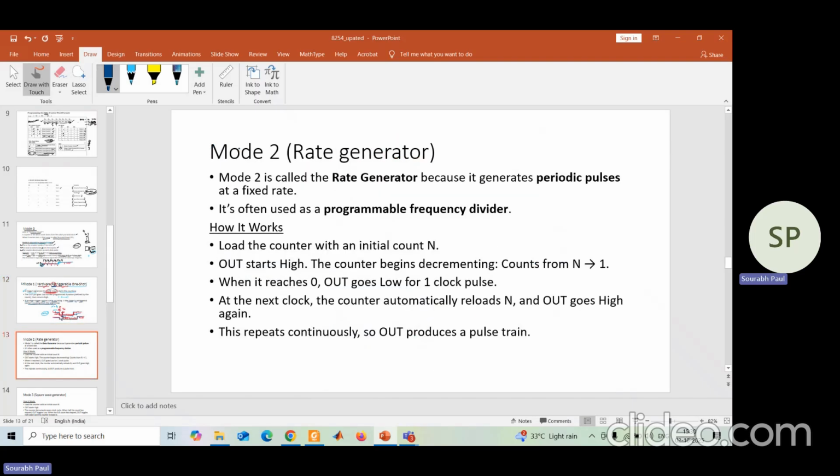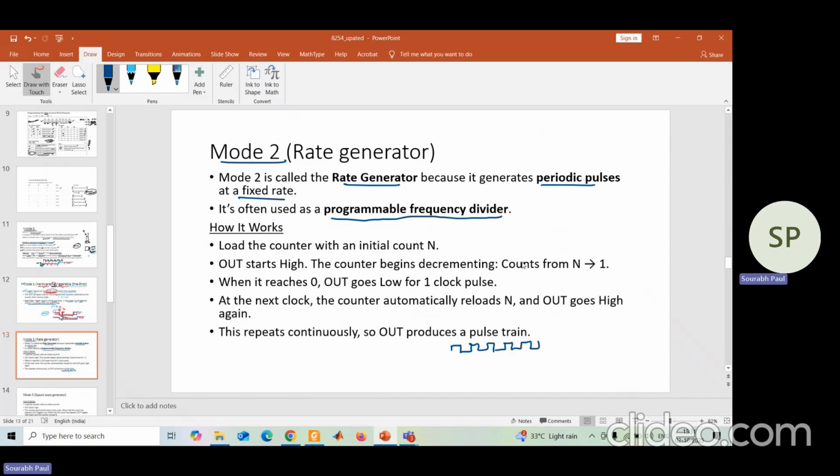Now let's talk about mode 2. Mode 2 is known as rate generator. Rate generator means a particular periodic pulse will be generated at a fixed rate. And this is also known as programmable frequency divider. What is a programmable frequency divider? Whatever clock frequency you are applying to the counter, from that clock frequency you can generate a new clock frequency by using this type of counter in mode 2.